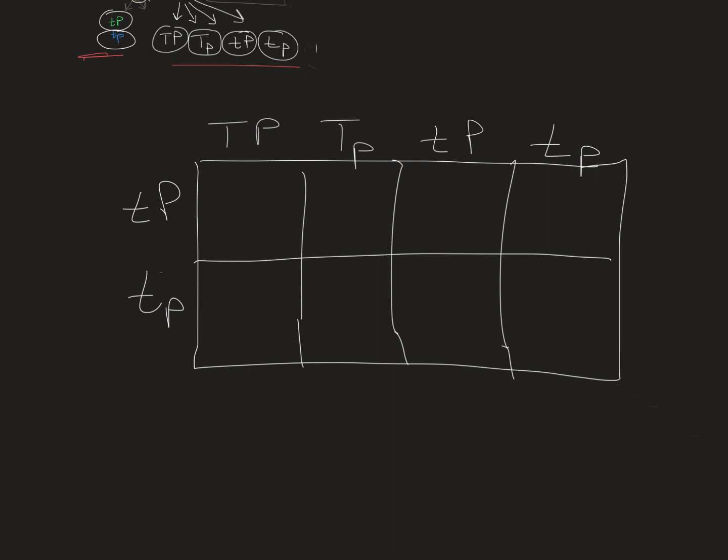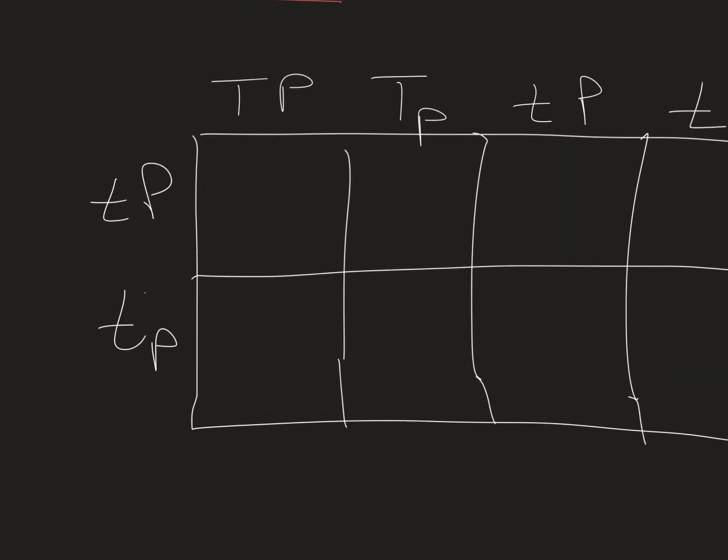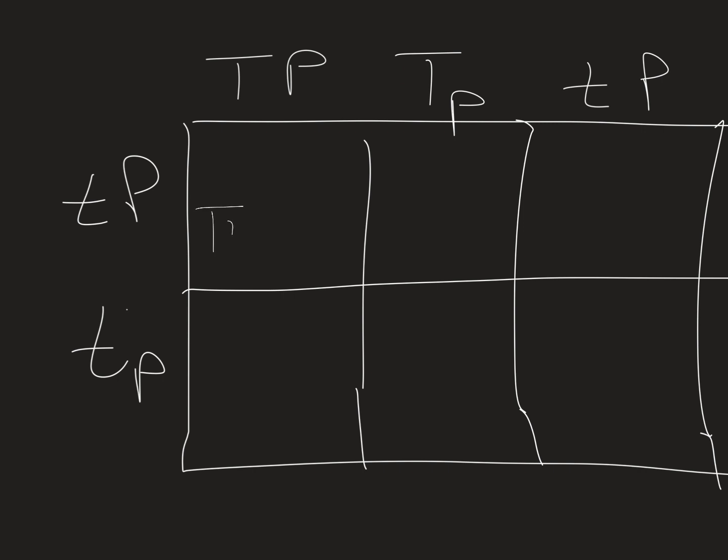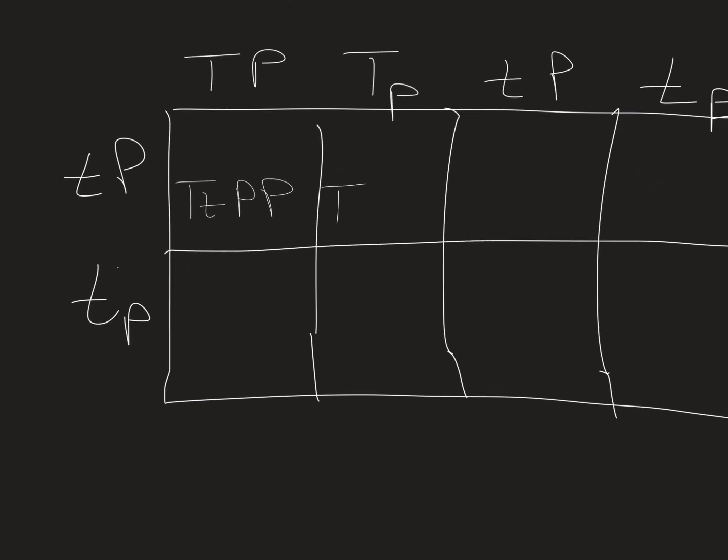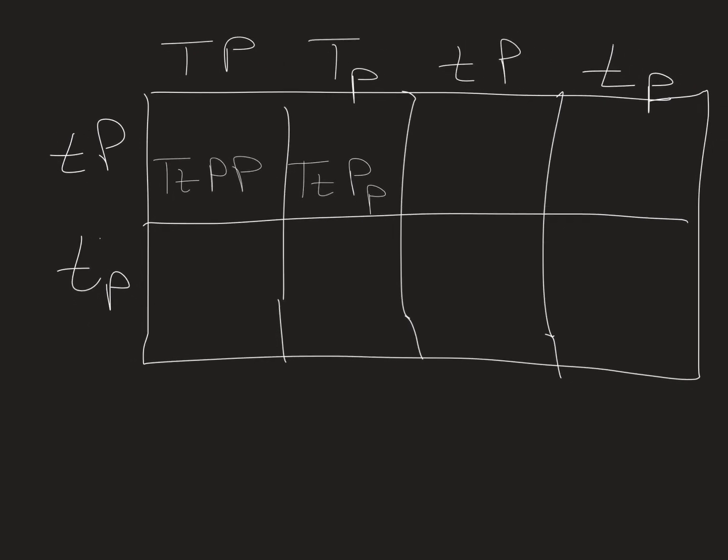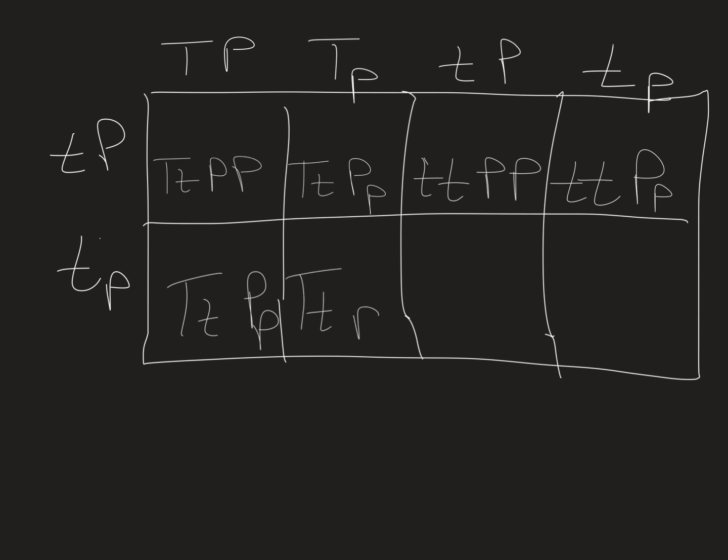Big T, big P, little, I'm sorry, let me write this smaller. Big T, big P, big P. Big T, big P, little p. Little t, big P, big P. Little t, big P, little p. Big T, big P, little p. Big T, little. See, this is real easy.